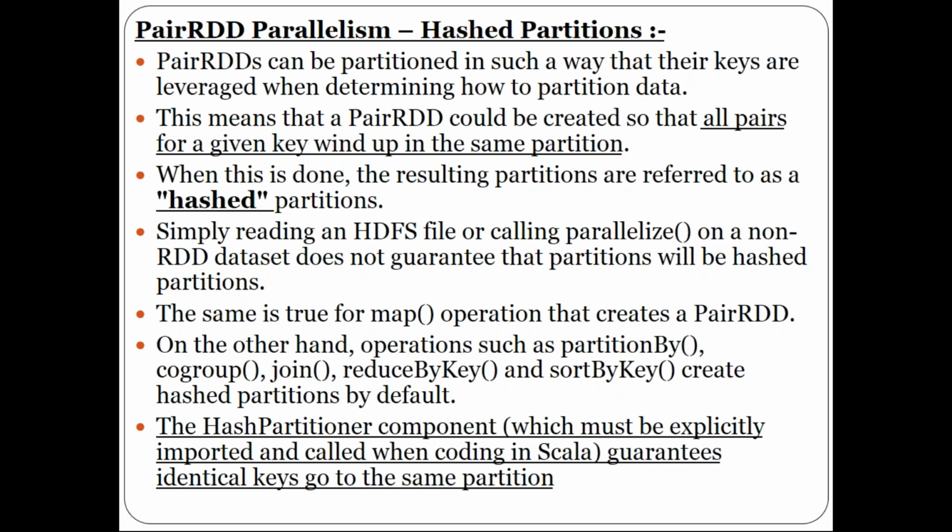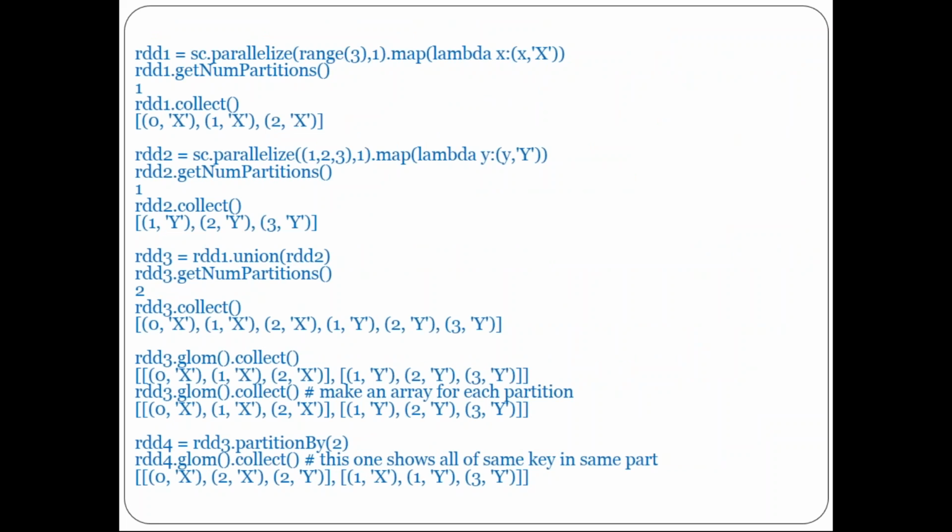Now, paired RDDs can be partitioned in such a way that the keys are leveraged when determining how to partition the data. An ideal example is this one. You have x 0, x 2, y 2, like that. You have 1 x, 1 y, 1 x, 1 y 3. Your 0, 2, 2 and 1, 1, 3, the way you have 2 x's and 1 y and the way you have 2 y's and 1 x, is filtered or partitioned based on a key. One thing you can understand here is it is not partitioned based on the numbers. It is partitioned based on the x, okay?